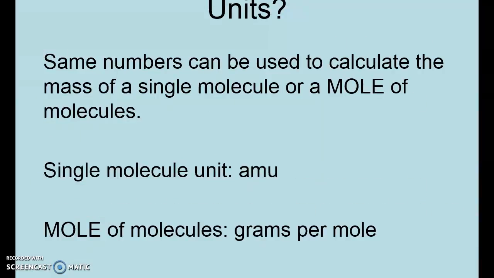But what units do you use? Well, the strange thing, and it's really derived from the fact that these are in fact relative masses, is that the same numbers can be used to calculate the mass of a single molecule or a mole of molecules. So when we're talking about the mass of a single molecule, we use the unit of AMU, or atomic mass unit. But a mole of molecules is actually measured in grams per mole.